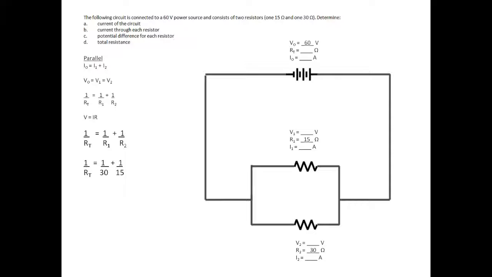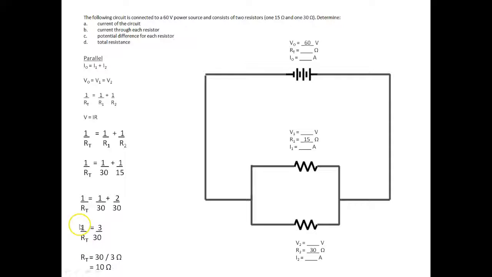Now we can start using this and start solving. 1 over R, my total resistance, is equal to 1 over the resistance of my first resistor plus 1 over the resistance of my second resistor. So 1 over 30 plus 1 over 15. Because these are fractions and we want to add them together, we need a common denominator. In this case, the common denominator of these two values is 30. So I change this fraction to a fraction over 30, and because I multiplied the denominator by 2, I multiplied the numerator by 2. Now I have 1 over 30 plus 2 over 30, that's 3 over 30.